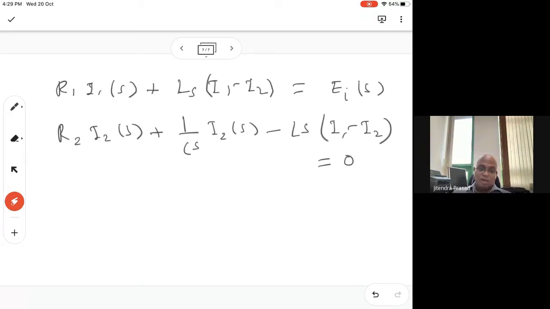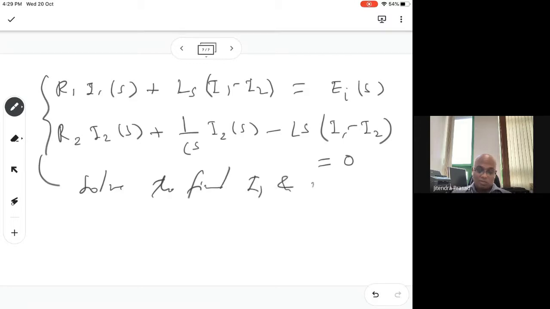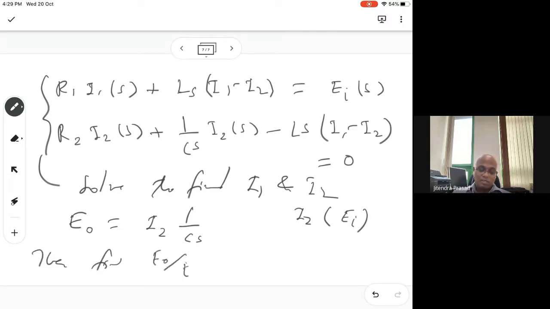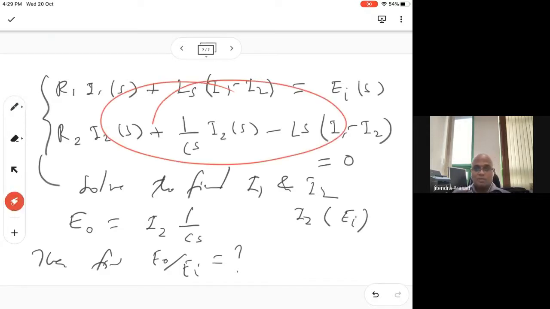Okay. So what do we have to find out? We have to find out I1 and I2. So first we have to solve to find I1 and I2, and then E0 will be equal to I2 multiplied by 1 over CS. Yeah, and which will be in form of EI only, right? So I2 will be a function of EI automatically, and then find E0 over EI. So you can find out easily after that. So the main thing is writing these loop equations, and then solving from there.